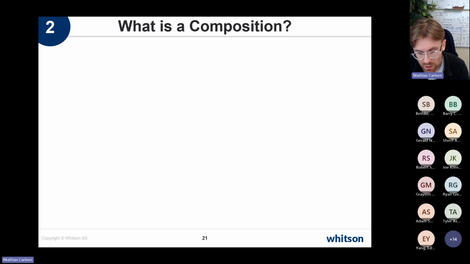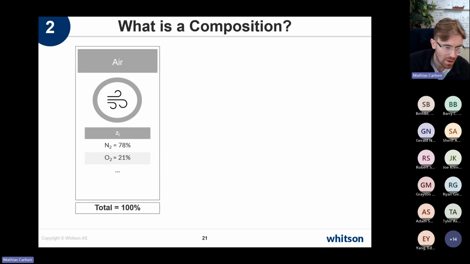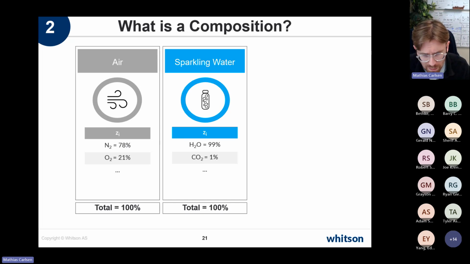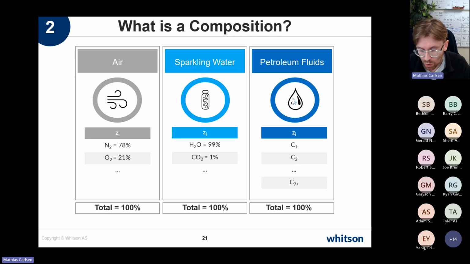And if you want to bring this into your day-to-day, we know the composition of air. It's primarily nitrogen and a little bit of oxygen. We know the composition of sparkling water. It's primarily water and a little bit of CO2 and maybe a few other things. And the petroleum fluid is just a more complicated version of that. If you're dealing with oil, you can have thousands and thousands of isomers making up that fluid. If you're dealing with a dry gas, it will primarily be methane, a few non-hydrocarbons and a few of the lighter hydrocarbons. So that's one of the inputs, and we'll see how you can easily predict what these petroleum fluids are.